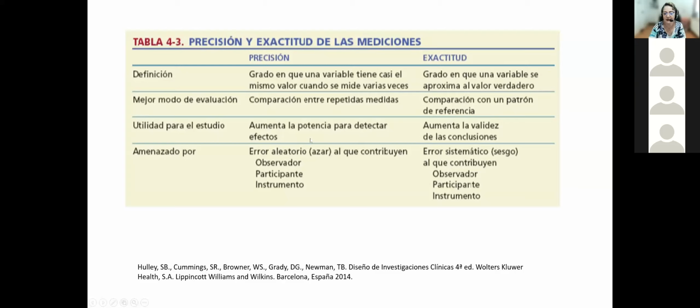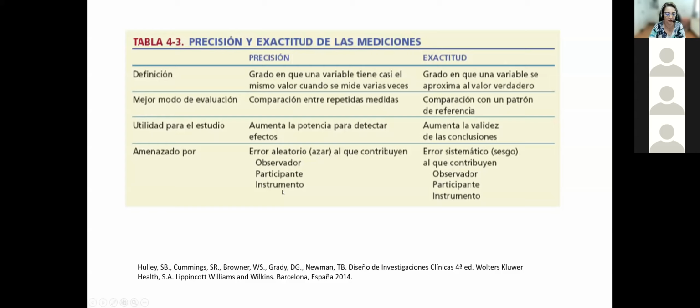Precision is very useful in a study because it increases the power to identify results that is related to the sample size. And validity is important because conclusions can be extrapolated. If we talk about external validity, to the general population; if we're talking about internal validity, to the groups that I compared in my study. And what about the precision of a randomized study?